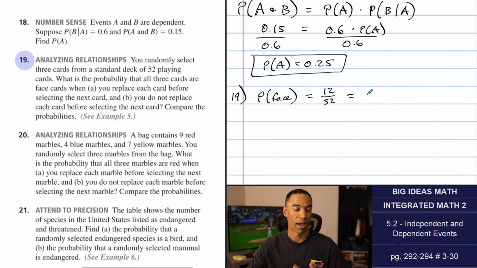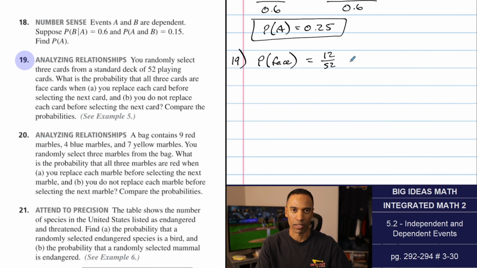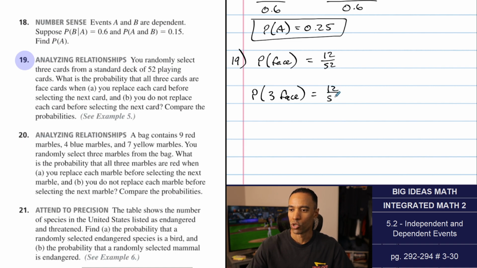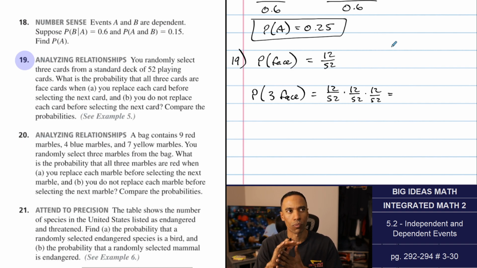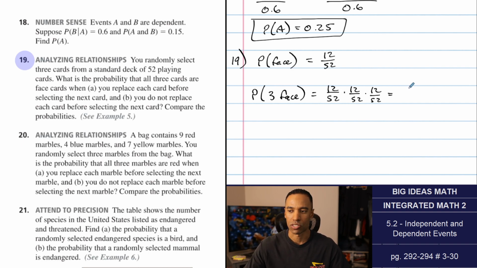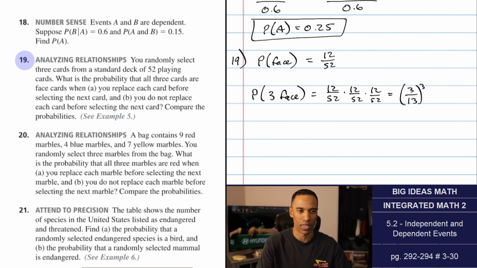Now, that reduces because you can divide both by at least 2, and I think by 4 as well. So probability of face and face and face when you replace each card means they go back, so the probability is equal each time. It's whatever this number is, cubed. When you divide by 4, you get 3 out of 13. And that makes sense. There are 3 face cards per suit and 13 cards per suit. So 3 out of 13 cubed is the way that I'll say that one.